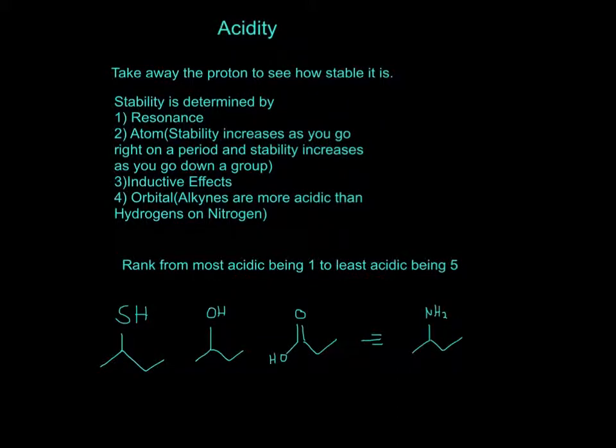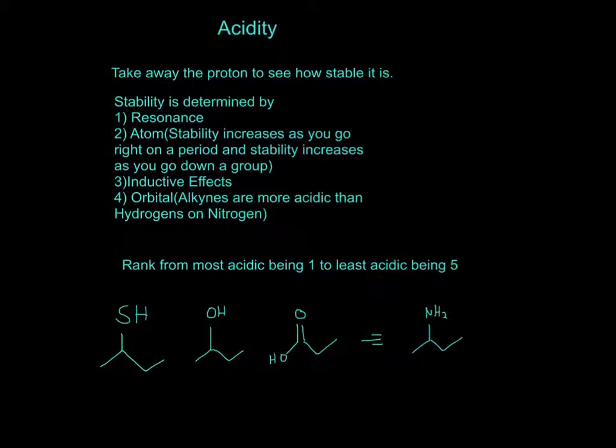So this is how you approach acidity. First, you take away the proton to see how stable it is. The stability of a molecule is determined by four things: the resonance of the molecule, the atom the negative charge is on, inductive effects, and the orbital effects. And this is one of the effects: alkynes are more acidic than hydrogens on the nitrogen. So to test it out, try this problem and then I'll explain it.